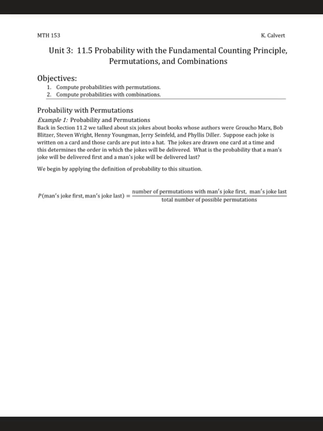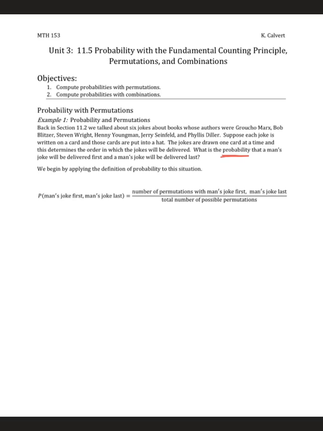One thing I want you to really look for in your problems: if it's asking for a probability, that means you have to set up some kind of fraction. If it's just asking for the number of ways, then you can just use combinations, permutations, or the fundamental counting principle. But when we're talking about a probability, we need to set up the fraction just like we did in the previous section. They want to find the probability that a man's joke will be first and a man's joke will be last.